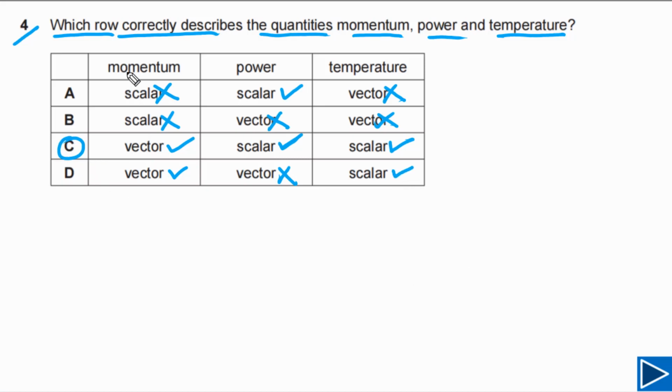So simply you need to understand momentum is vector, power is scalar because power is equal to work done over time. So it's a scalar. Temperature is also a scalar quantity. When we talk about temperature or we talk about power, we don't need to talk about direction. So that's the reason power and temperature are scalar, but momentum is a vector quantity.